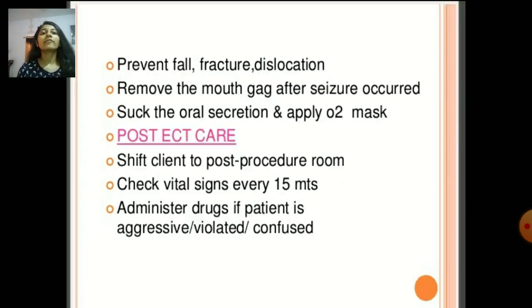Prevent fall, fracture and dislocation. Provide the side rails. Remove the mouth gag after the seizure has occurred. Suction the oral secretions and apply an O2 mask.